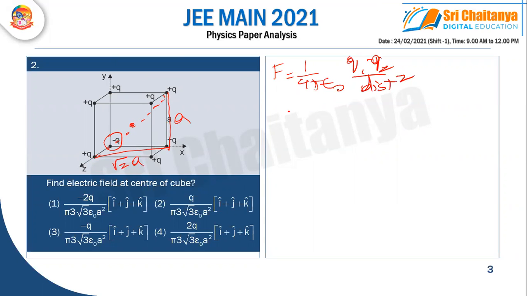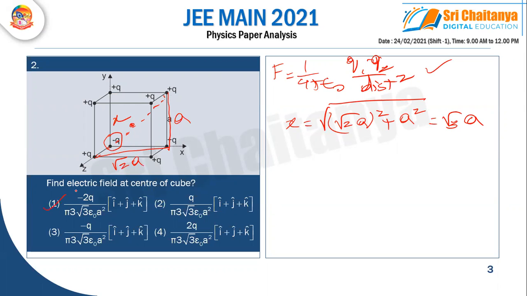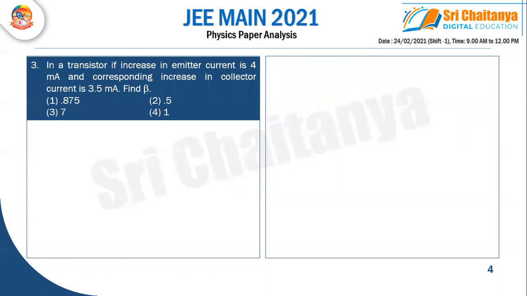And this particular distance, if you calculate, if I mark it as x, then x is equal to root of root 2a whole square plus a square, and I'm going to get this as root 3a. So on doing this particular problem using Coulomb's law, you'll be able to get the option. The right one is the first one. We'll move on to the next question, please.